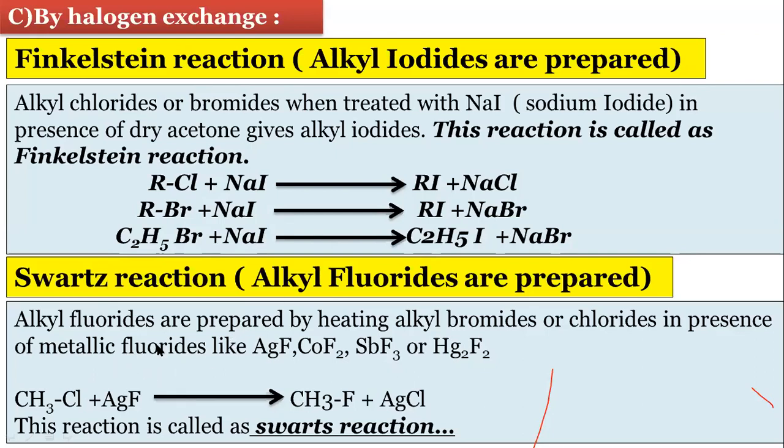the metallic fluorides. Alkyl fluorides are prepared by heating alkyl bromides or chlorides in the presence of a metallic fluoride. See this, some examples are given: AgF, CoF2, SbF3 or Hg2F2. If these are used, again the halogen is exchanged here. Chlorine is exchanged to fluorine and Cl is exchanged here, AgCl. This reaction is called the Swarts reaction.